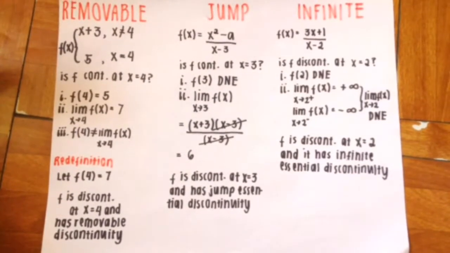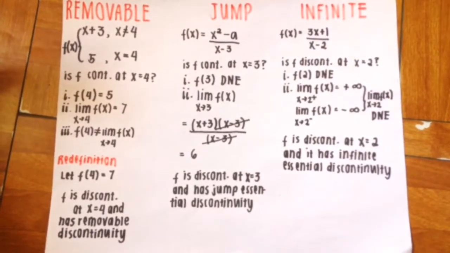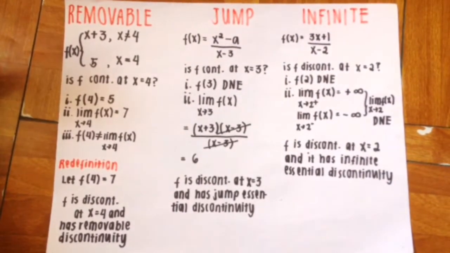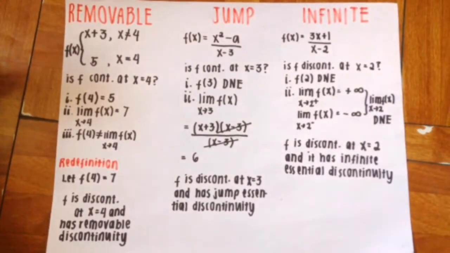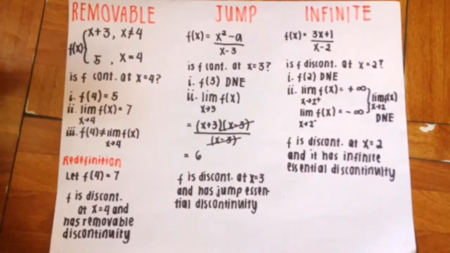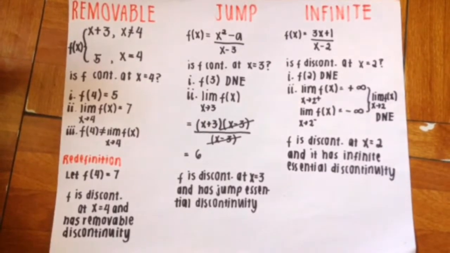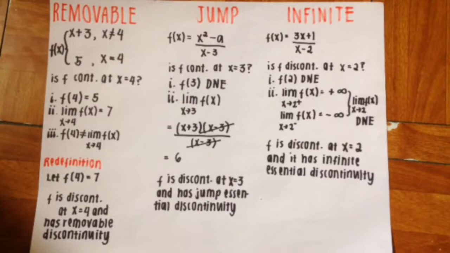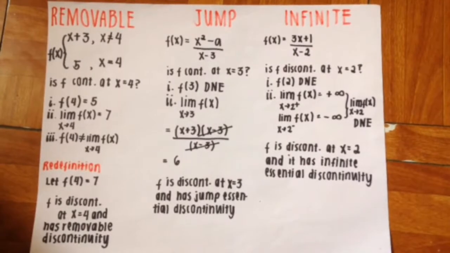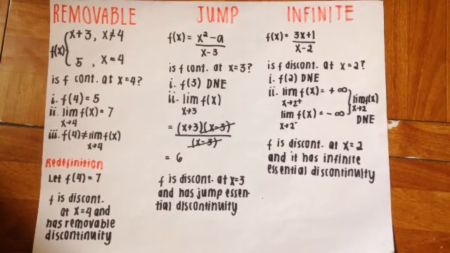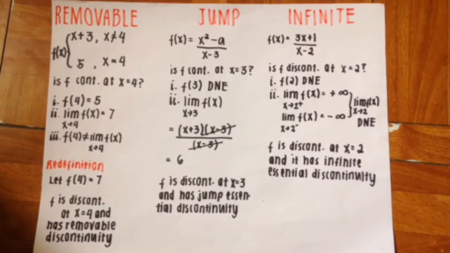The last example is an infinite essential discontinuity. The given function is 3x plus 1 all over x minus 2. Is the function discontinuous at x equal to 2? The first part is to solve for f of 2, which does not exist. The second part is to identify the limit of f of x as x approaches 2. The limit also does not exist. Since both answers on the first two steps do not exist, we arrive at the conclusion that the function is discontinuous at x equal to 2 and it has infinite essential discontinuity.